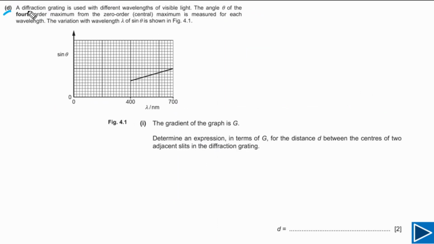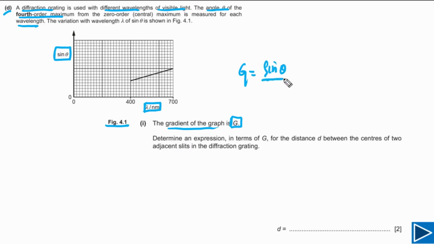For part D, it is given to us that a diffraction grating is used with different wavelengths of visible light. The angle theta of the fourth order maximum is measured for each wavelength, as you can see in this figure 4.1. On the y-axis, sine theta is plotted, and on the x-axis, lambda is plotted. It is also given to us the gradient of this graph, which is equal to g. So from here, we can write down that g is equal to sine theta divided by lambda. So this is the gradient.